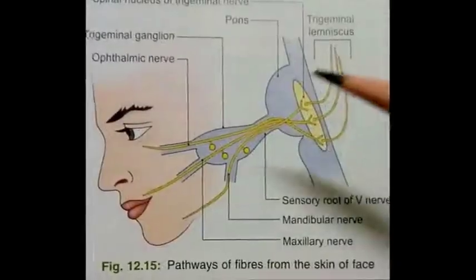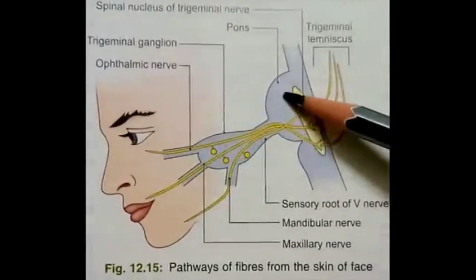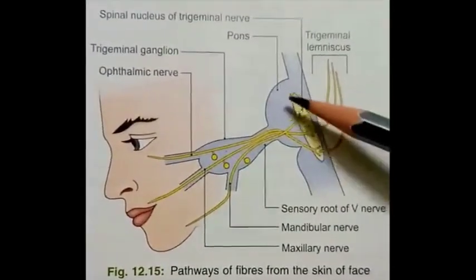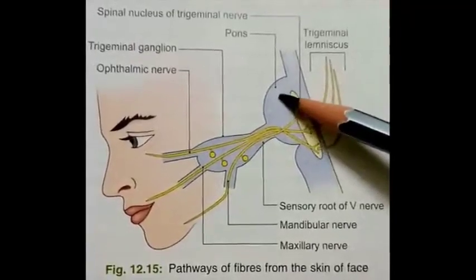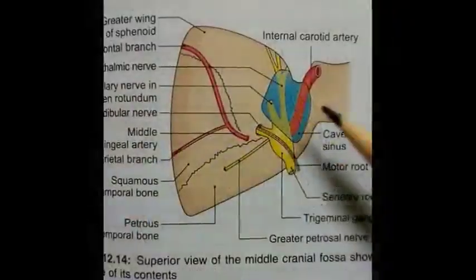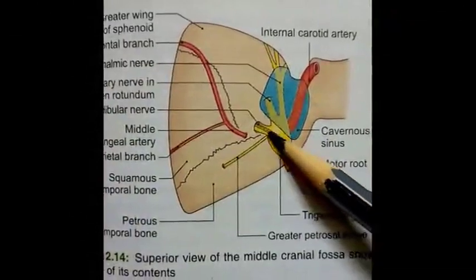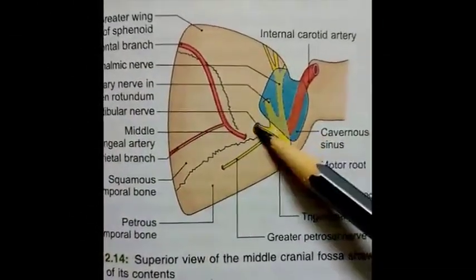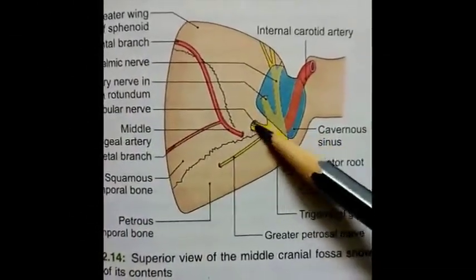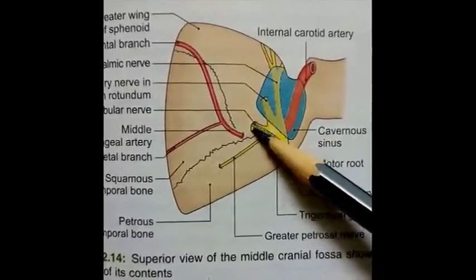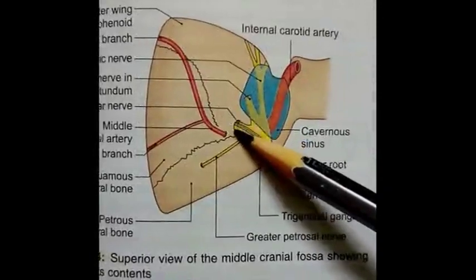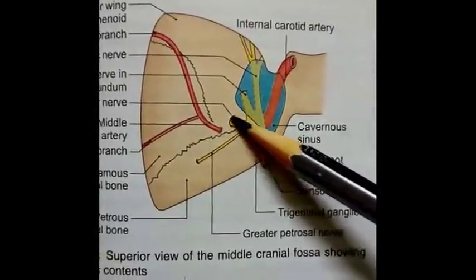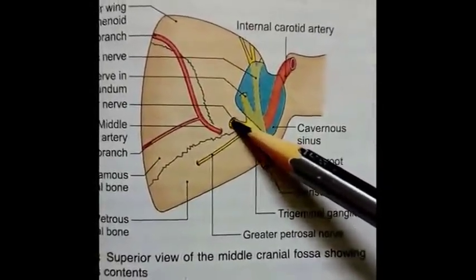Motor root of trigeminal nerve also arises from the pons superomedial to the sensory root. So in this area there is origin of the motor root also, which is not shown in the diagram. The motor root passes below the trigeminal ganglion from medial to lateral side, and then joins the mandibular division of trigeminal nerve in the foramen ovale. This foramen ovale is visible here, in which both the nerves are uniting with one another.